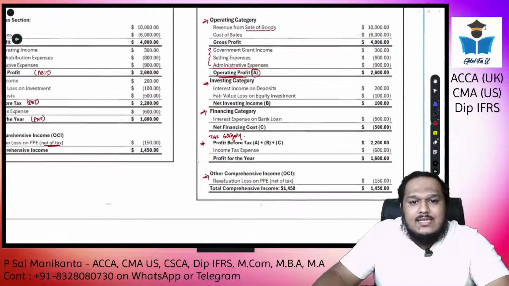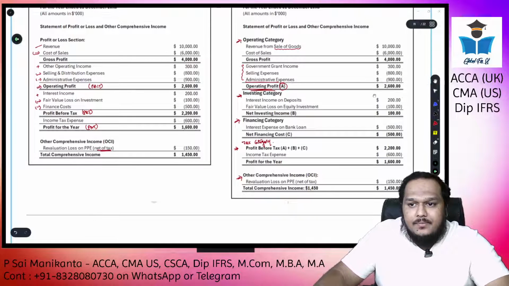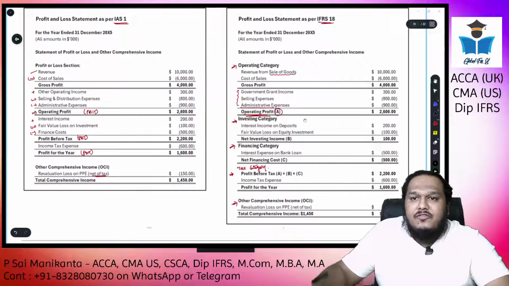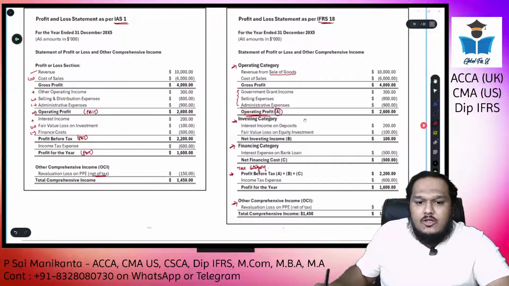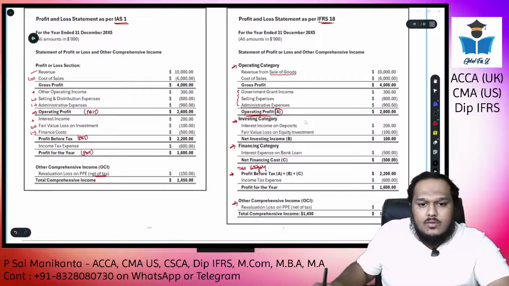So now let's see side by side IAS 1 versus IFRS 18. You can see the profit figure is the same. 1450 profit figure is the same. No problem there.